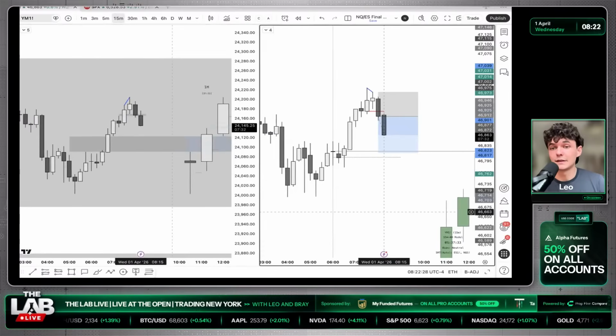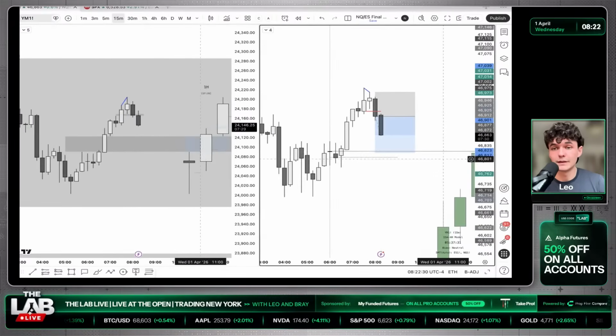Wow, 15 looks good. Looks like this 15 might just rip lower here. Holy cow.